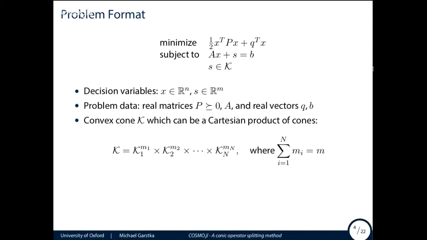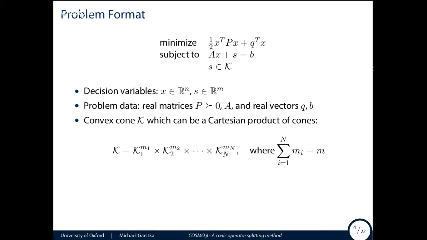Okay, so this is the problem we're trying to solve, or we can solve, with COSMO. We have an objective function that is quadratic, so P is a positive semi-definite matrix, and q is just a vector. And then we have two decision variables, x and s. We have an equality constraint that relates these two variables. And then we also have a constraint on s, so we say s is in some convex cone, or it can also be a Cartesian product of cones. And that is actually quite a flexible formulation.